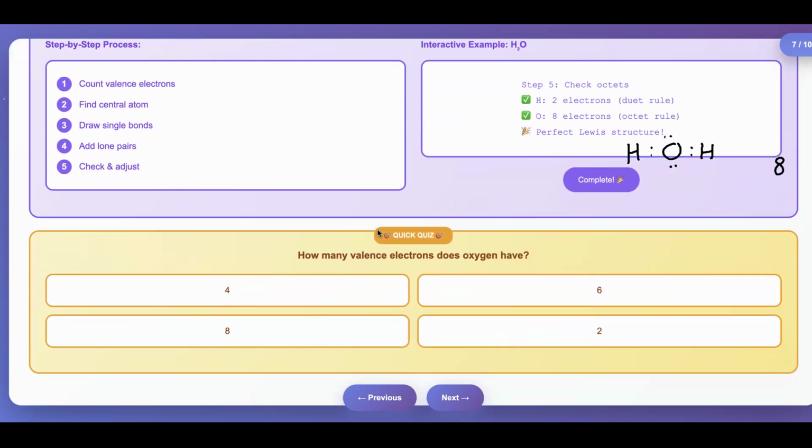How many valence electrons does the oxygen have? Remember, it is 6. Again, I'm saying that we will have a separate video for the resonance and all the structures of the Lewis diagram to make them perfectly.